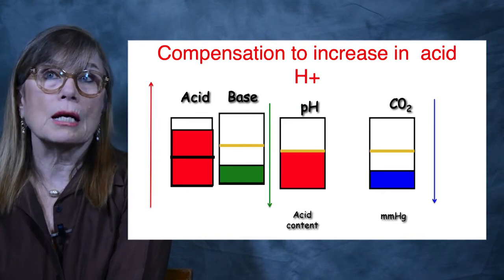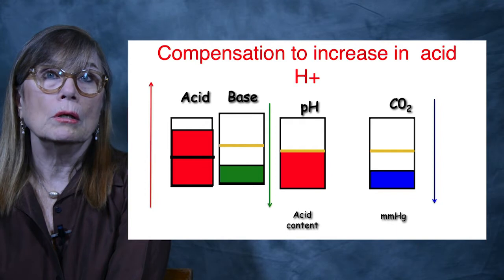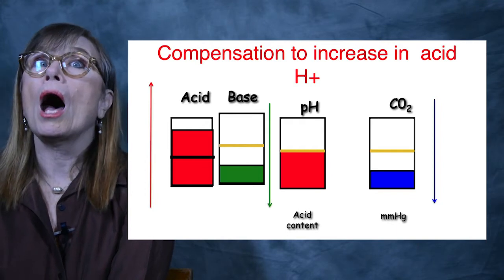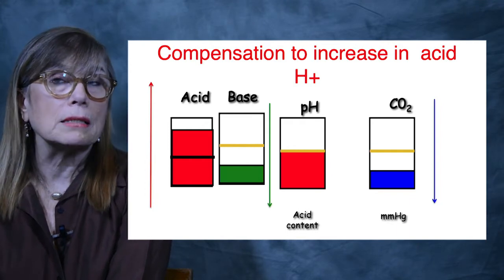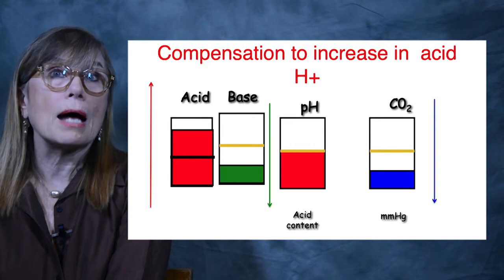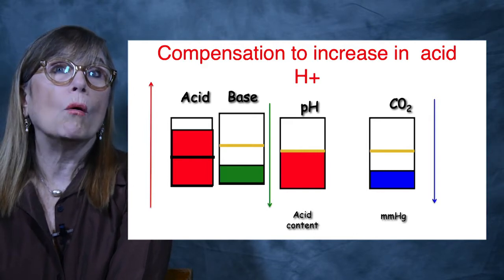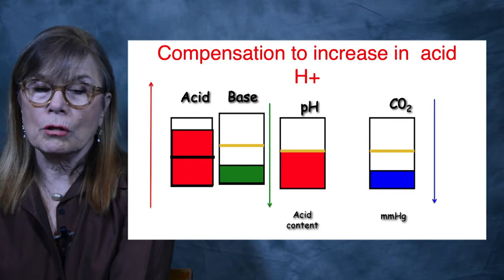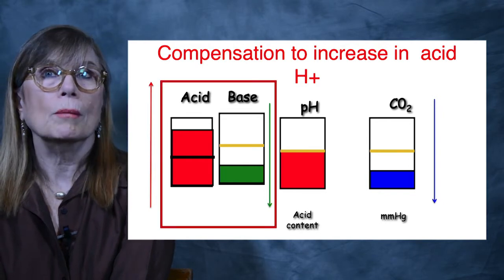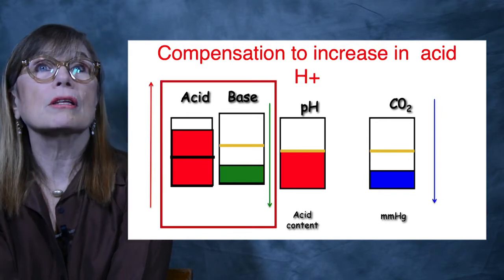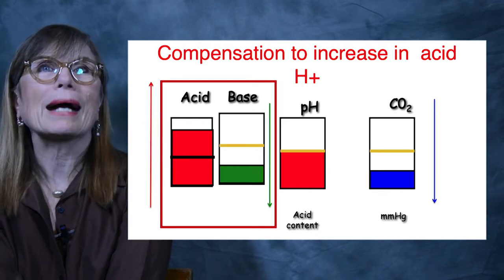So now you see the CO2 has gone down. We still have high metabolic acid and low base, but CO2 has gone down in order to blow off acid and return the pH back to normal. And see how the pH came back to the yellow line? pH back to normal.